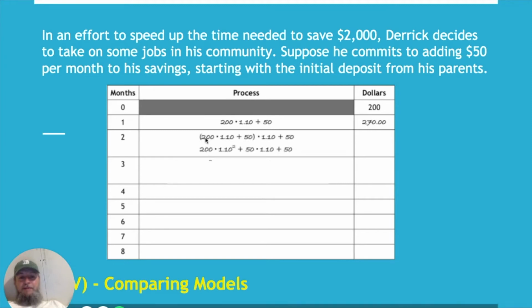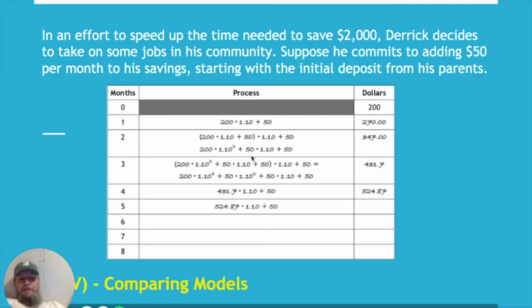And then we'll do that again. 270 times 1.1 plus 50. That puts us at 347. And we follow that process again for the third month, and that gives us 431.70. We multiply that 431.7 from the previous month times 1.1 plus 50, which gives us 524.87. Then 524.87 times 1.1 plus 50 is 627.36. We do it again, and we follow this process for a while. How much time do you think it'll take him to get to $2,000?